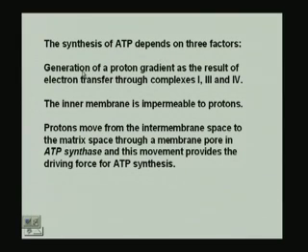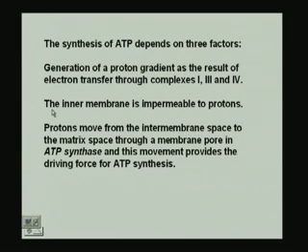The synthesis of this ATP depends on three factors. First is the generation of a proton gradient as the result of electron transfer through complexes 1, 3 and 4. We will see exactly what these complexes are comprised of and what they mean. They are essentially enzymes along with other cofactors and prosthetic groups that permit the transfer of the protons, which eventually leads to ATP synthesis.